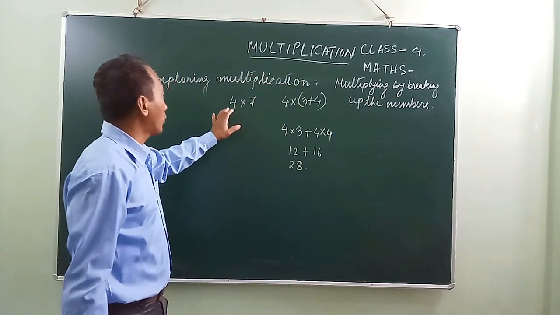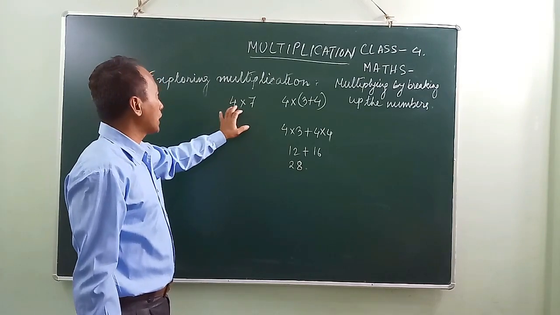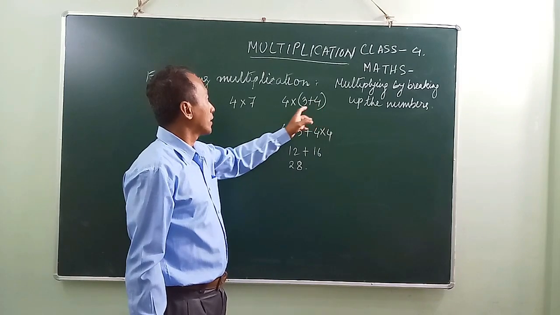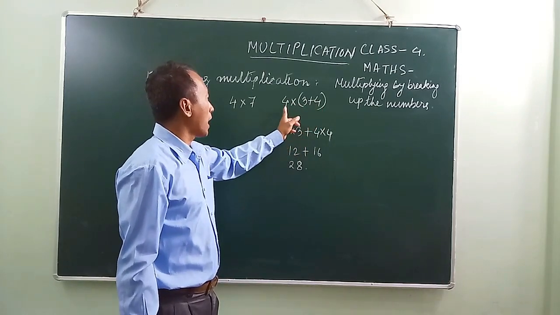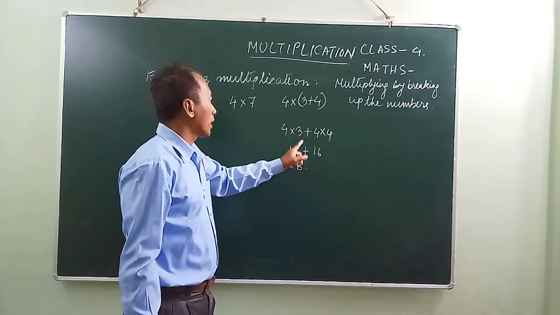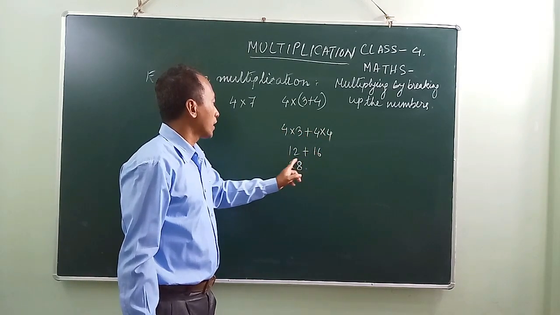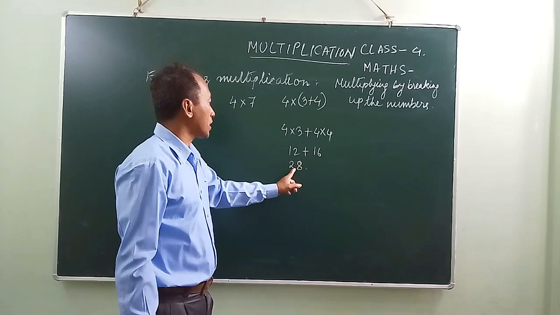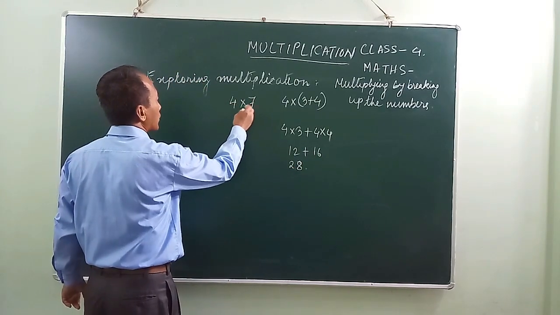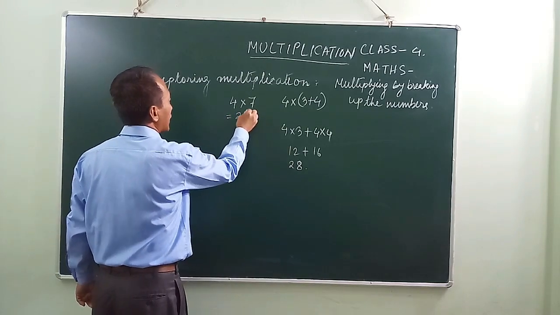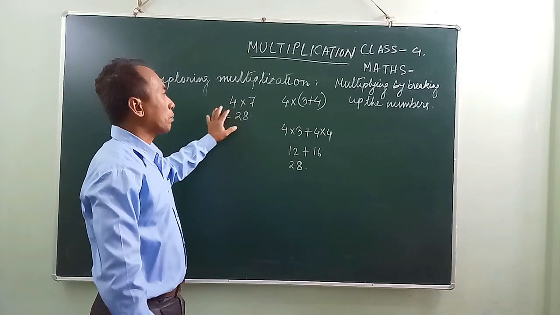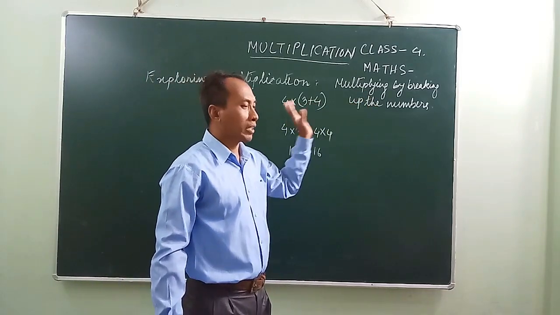Dear students, our next topic is multiplying by breaking up the numbers. For example, 4 into 7. 7 you can break up into 3 plus 4, then 4 into 3 plus 4 into 4. So 4 into 3 is 12, plus 4 into 4 is 16. So 12 plus 16 is 28. Therefore, we can get the result of 4 into 7 as 28. So this is another way that we can multiply by breaking up the numbers.